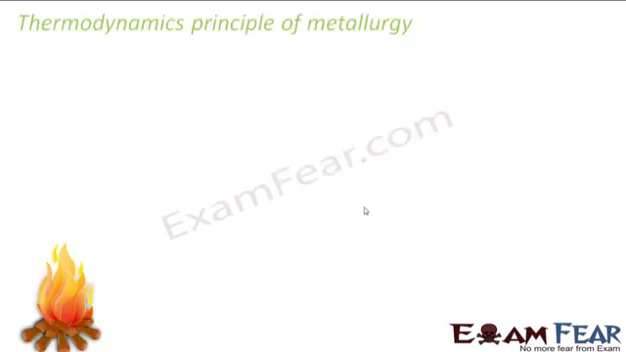Let's now understand how thermodynamics helps us in the process of metallurgy. See, a very important equation in thermodynamics is delta G = delta H - T delta S. In this, delta G will tell you if the reaction is feasible or not, correct? That we come to know from delta G. If it is negative, it is feasible.